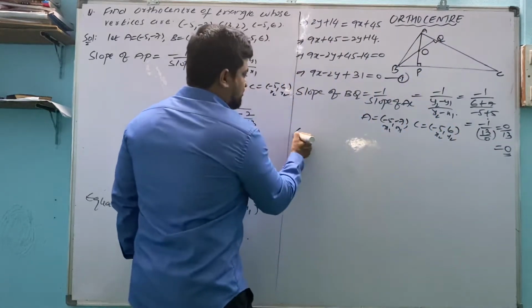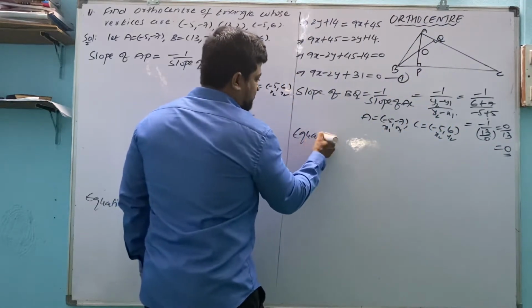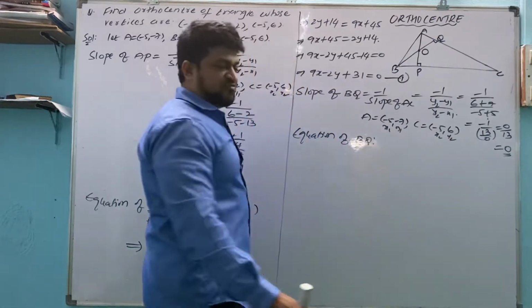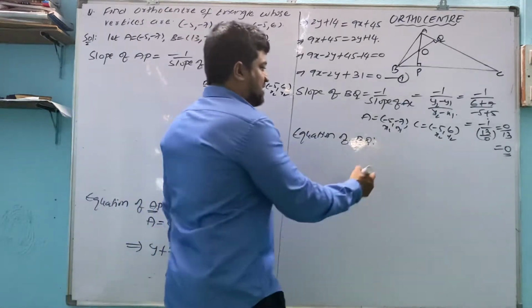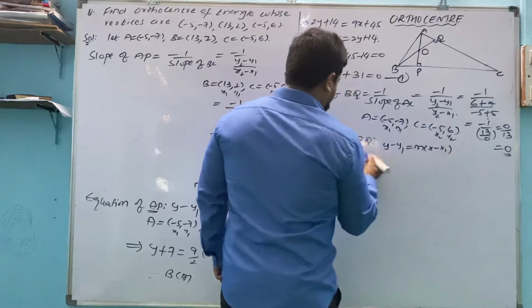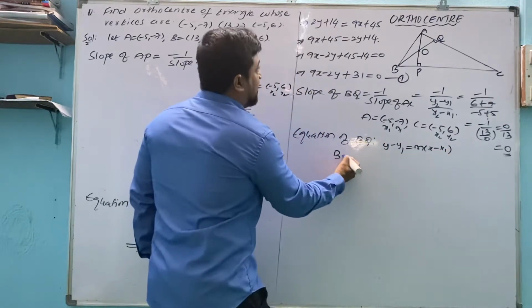Now after the slope of BQ, the equation of BQ. For the equation of BQ, what will we do? We have y minus y1 equals m into x minus x1. For the equation of BQ, we need point B.